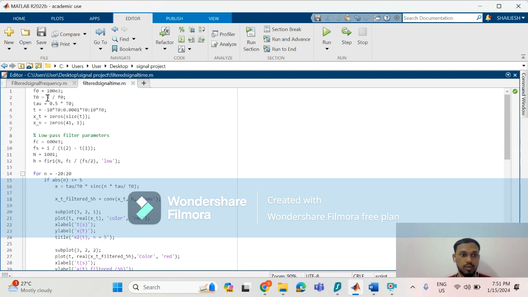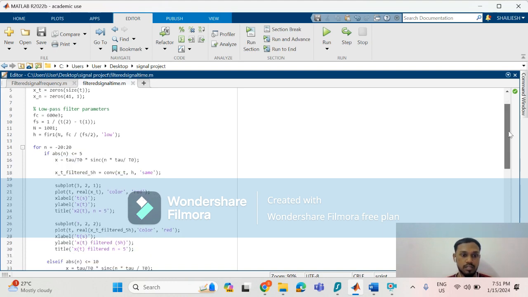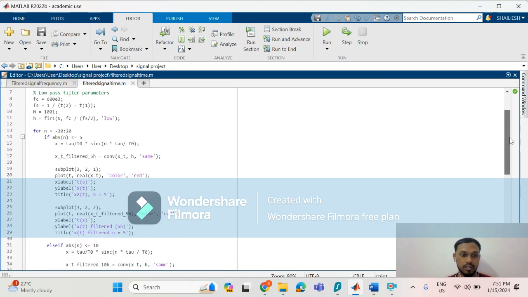This is for T0, 1 over our 100 kilohertz. The tau will be 0.5 times T0. Then there are other equations. The low pass filter parameters are FC 600 kilohertz. Then there are other equations. We did it for three harmonics, which are 5th, 10th and 20th.